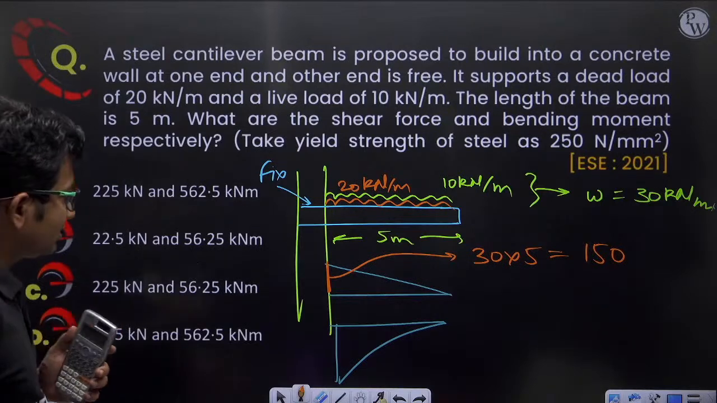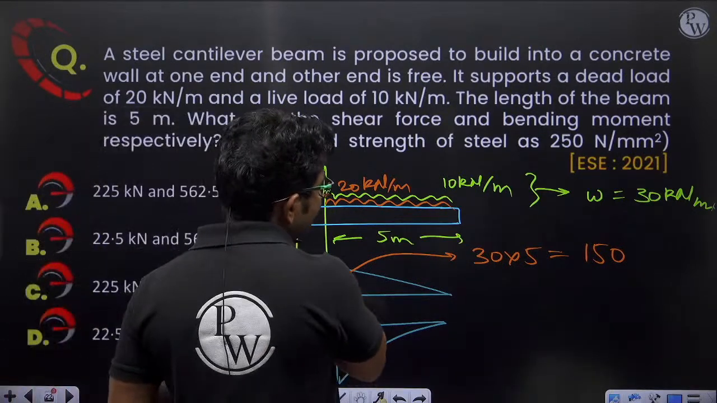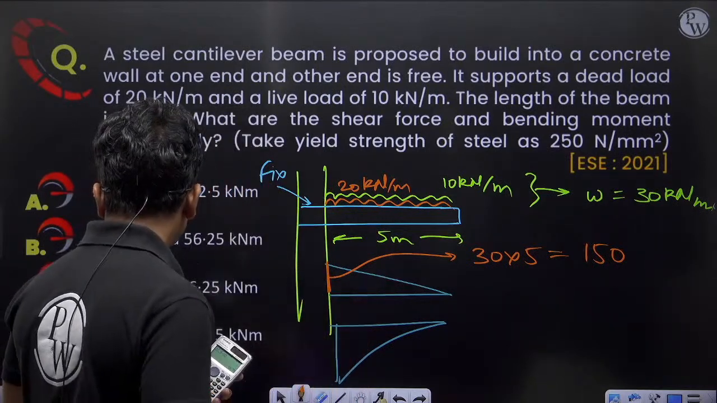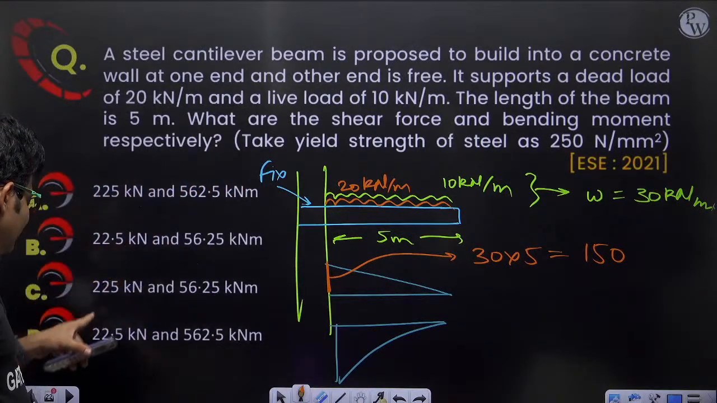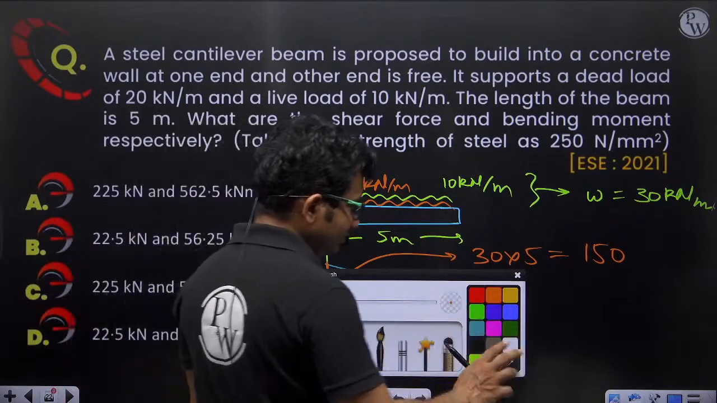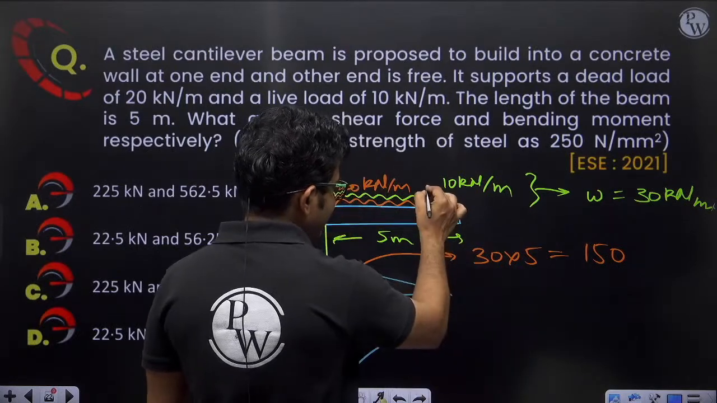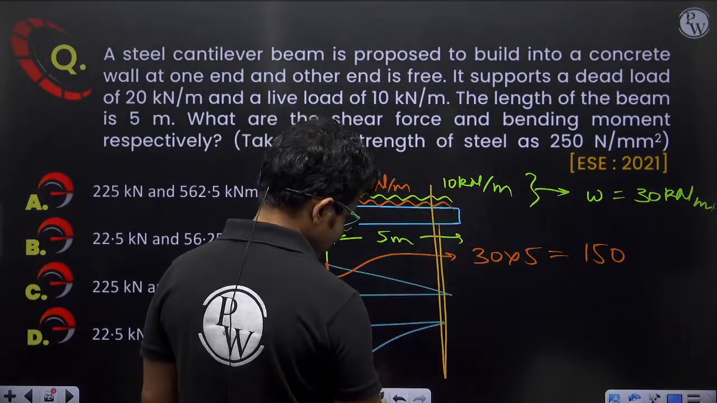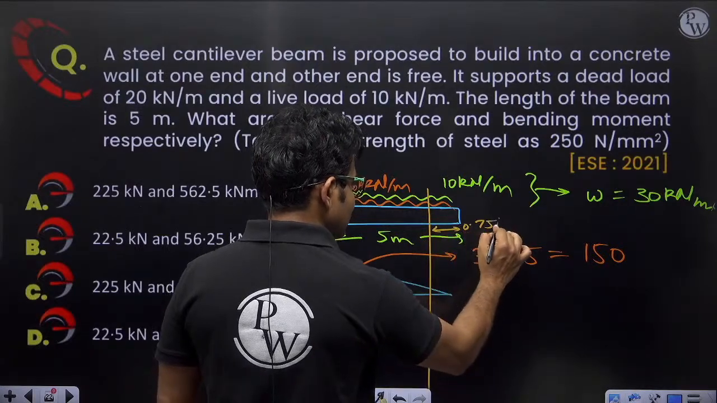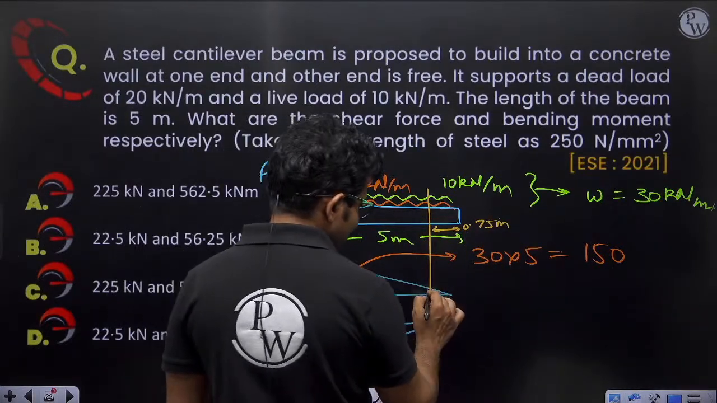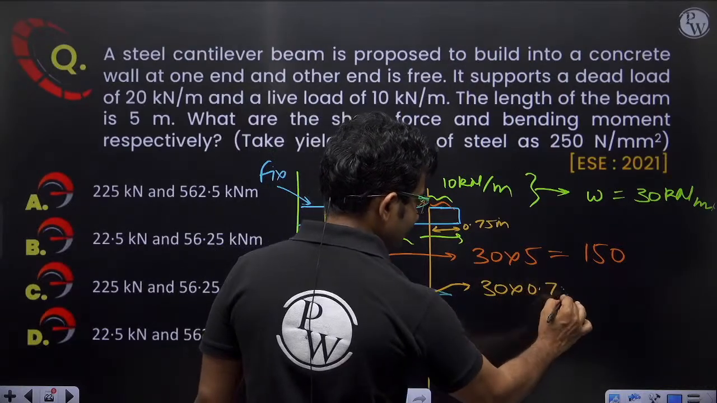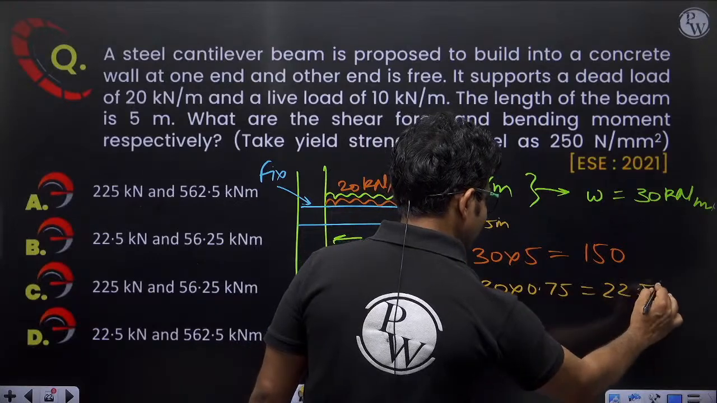Maybe they are asking at 0.75 meter. It is not clear at what location they are asking. From 22.5 kilonewton, we can guess there might be some mistake in the question, some typing error. Let us say this distance is 0.75 meter. At 0.75 meter, the shear force will be 30 into 0.75, that is 22.5 kilonewton.